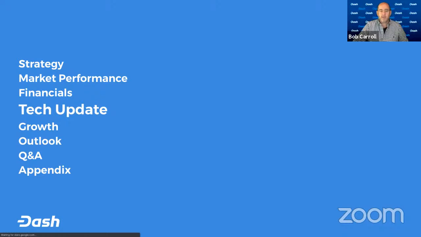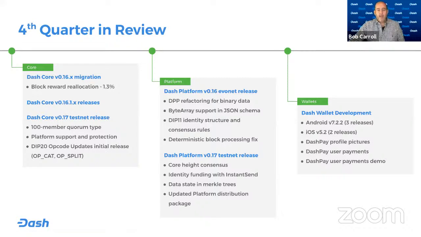Great, thanks, Glenn, appreciate it. Well, we ended 2020 meeting our primary objective to deliver Dash platform to testnet. The quarter itself was filled with significant deliverables from each of our product teams, as you can see on this slide.